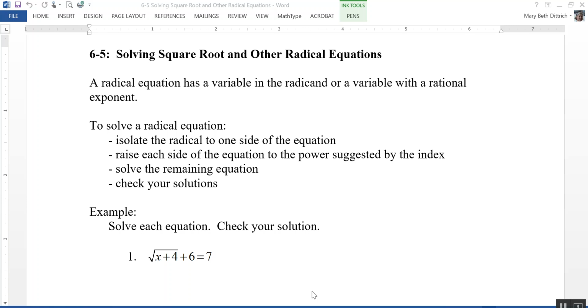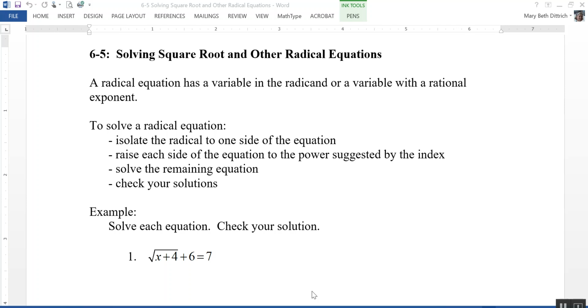Section 6.5 is on solving square root and other radical equations. A radical equation has a variable in the radicand or a variable with a rational exponent. To solve one of these, we need to follow the following steps.